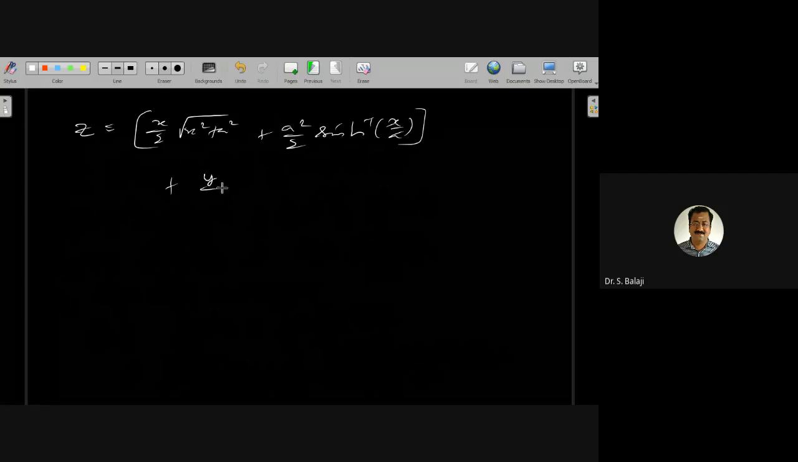We can write this: first one is capital Z equal to x by 2 square root of x square plus a square plus a square by 2 sinh inverse of x by a, plus y by 2 square root of y square minus a square plus a square by 2 cosh inverse. You can use cosh inverse or logarithm.